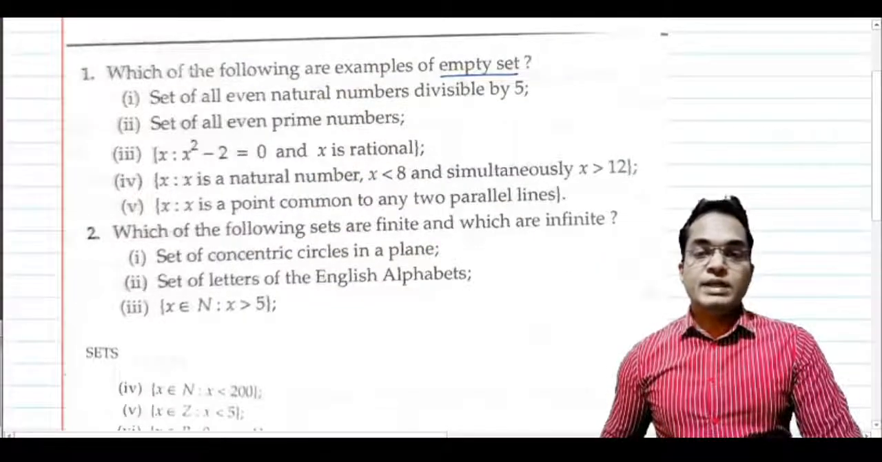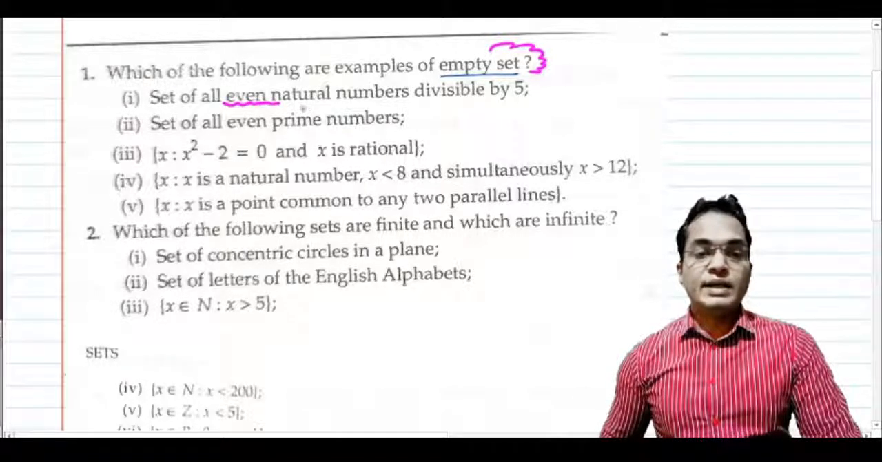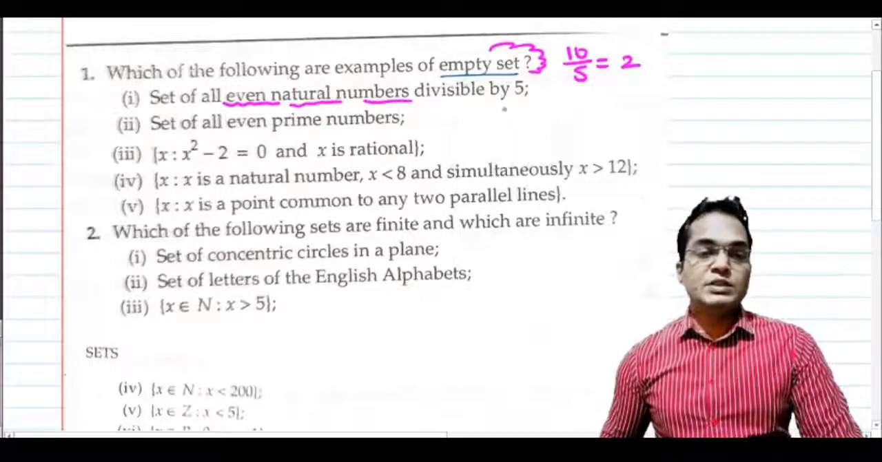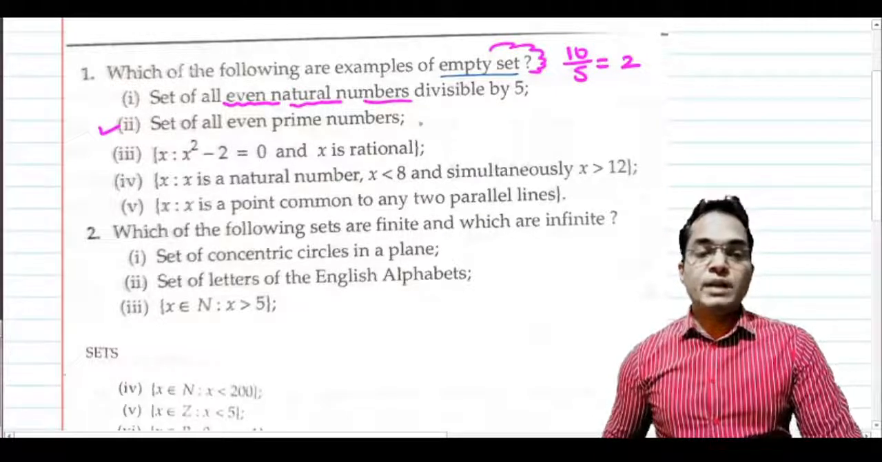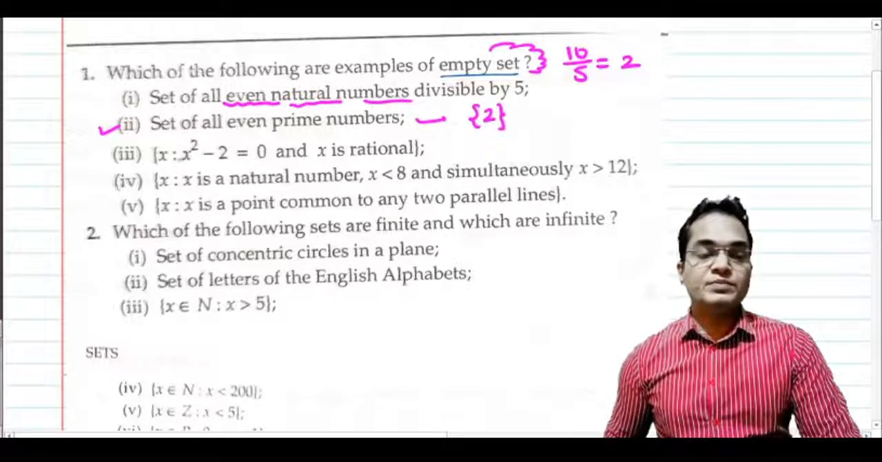Which of the following is an example of empty set? You have to find the empty set. The set of all even natural numbers divisible by 5, means all even natural numbers divisible by 5. Yes, there are so many numbers, like 10, which is divisible by 5, an existing number, that's why it is not an empty set. Part 2, the set of all even prime numbers. Yes, we studied there is only one number, 2, which is an even prime number, so it is not empty.